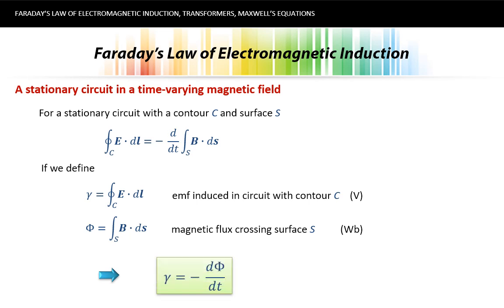For a stationary circuit with a contour C and surface S, we have a closed loop integration over contour C of E dot dl is equal to minus the time derivative of the surface integration of B dot ds. If we define EMF induced in a circuit with contour C as the closed loop integration of E dot dl, and the magnetic flux crossing surface S as phi, the surface integration of B dot ds, we can write down the equation for the induced EMF as V is equal to minus d phi over dt.